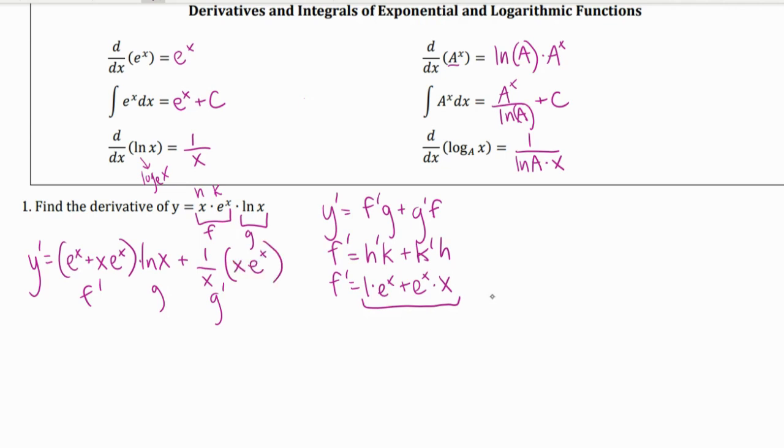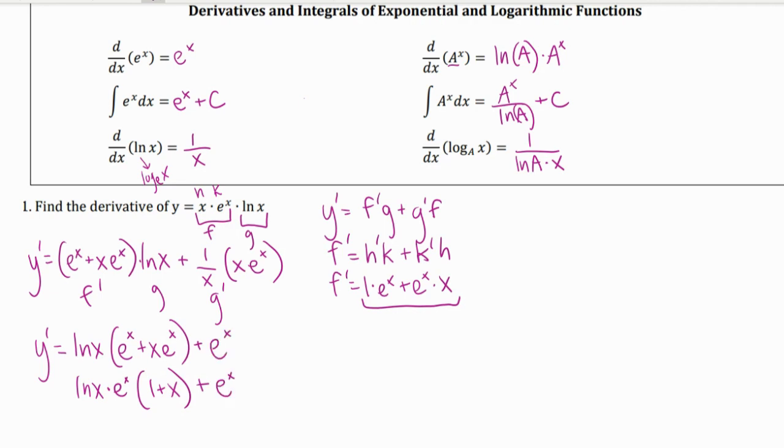Okay, so this I can simplify a little bit. I get y prime is equal to, well, this I can't really simplify. It's just going to be ln x times e to the x plus x e to the x. I could factor out an e to the x if you wanted. Like you could have ln x times e to the x times 1 plus x. That also would work. And then this I can simplify to just be e to the x.